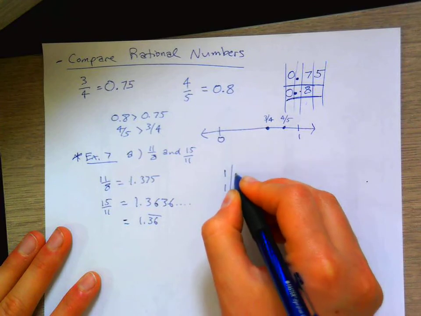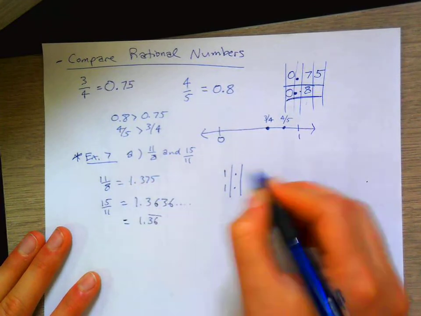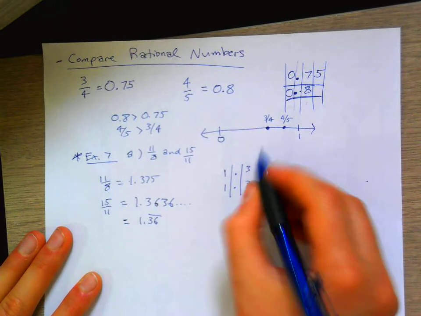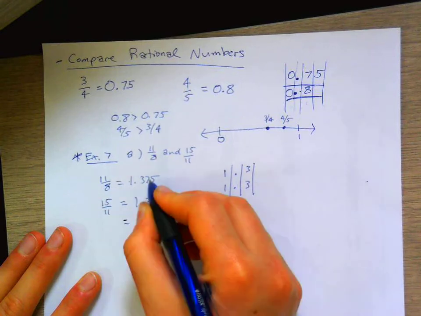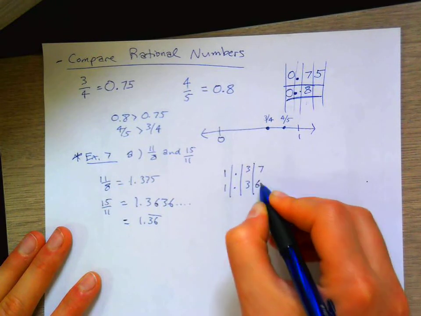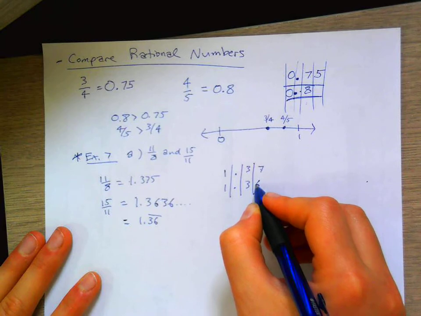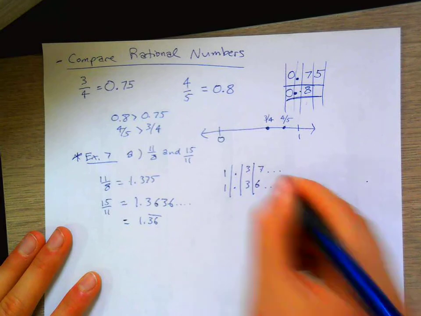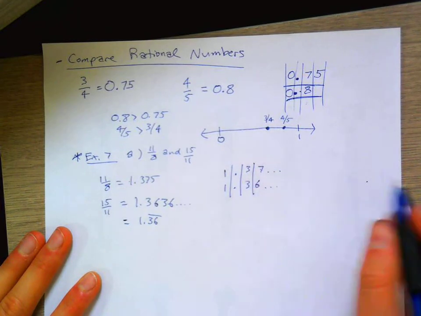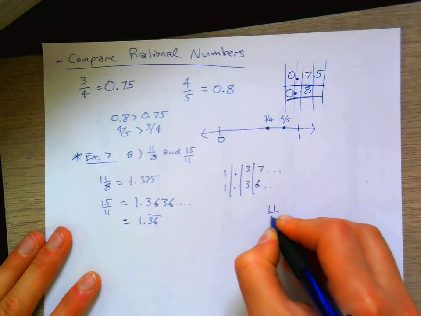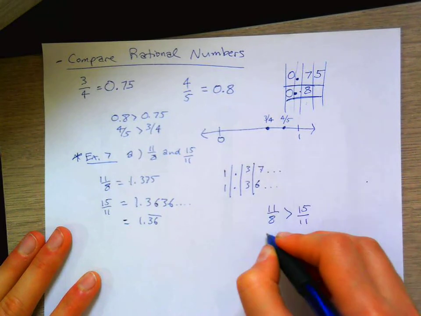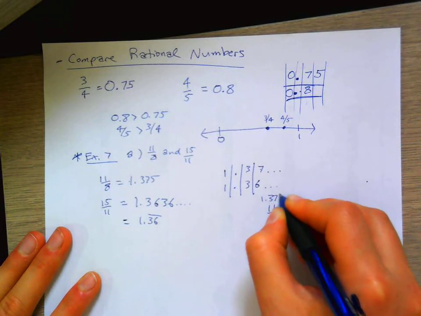Are the 3s the same? Yes, the 1s are the same, the 3s are the same. Now, the next digit is a 7 and a 6. The 7 is bigger than the 6. We don't need to determine any of the other digits because the 7 is bigger than the 6. Therefore, we know that 11/8 is greater than 15/11 because 1.375 is greater than 1.36 repeating. Okay, this is your answer.